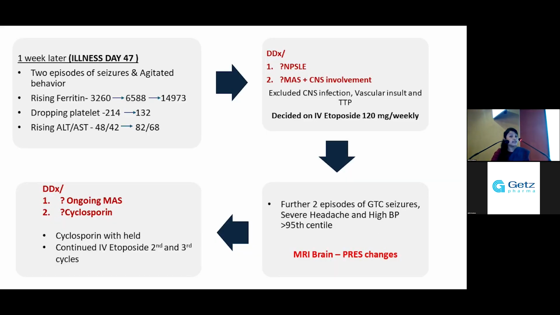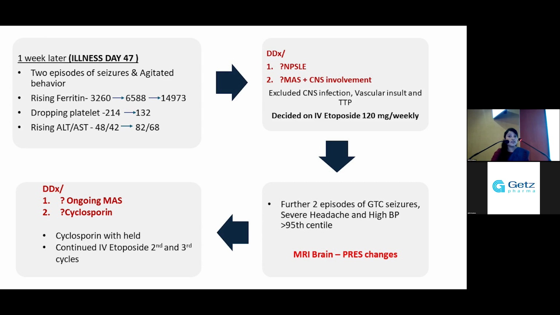On illness day 47, 1 week later, the patient again developed 2 episodes of seizures and agitated behavior. And there was again a rising trend of ferritin from 3,000 to 14,000, with a dropping platelet count from 214 to 132, and again rising liver functions. So what are the differentials in the background of an acute flare of SLE?